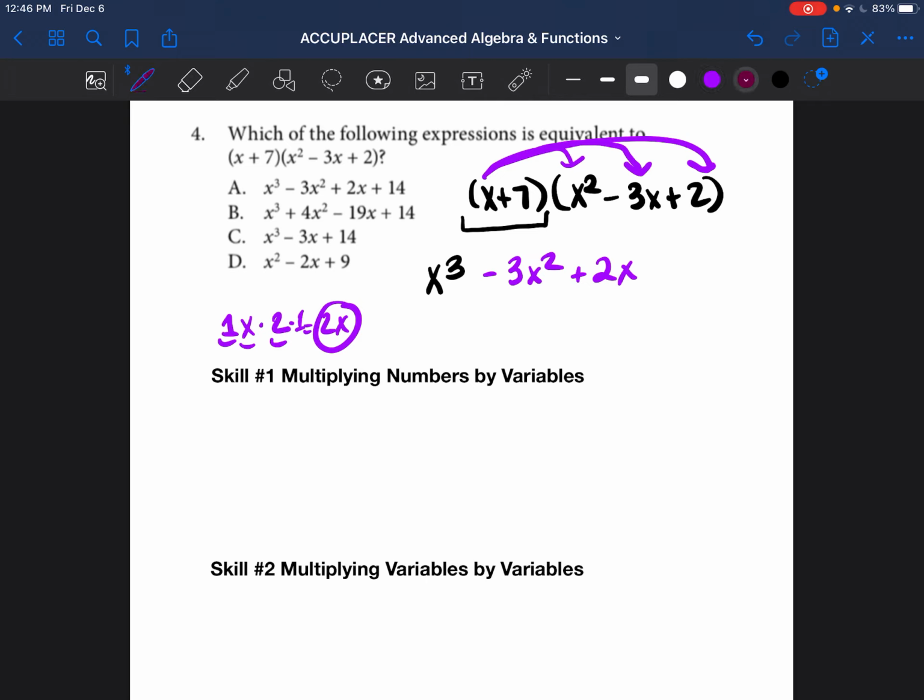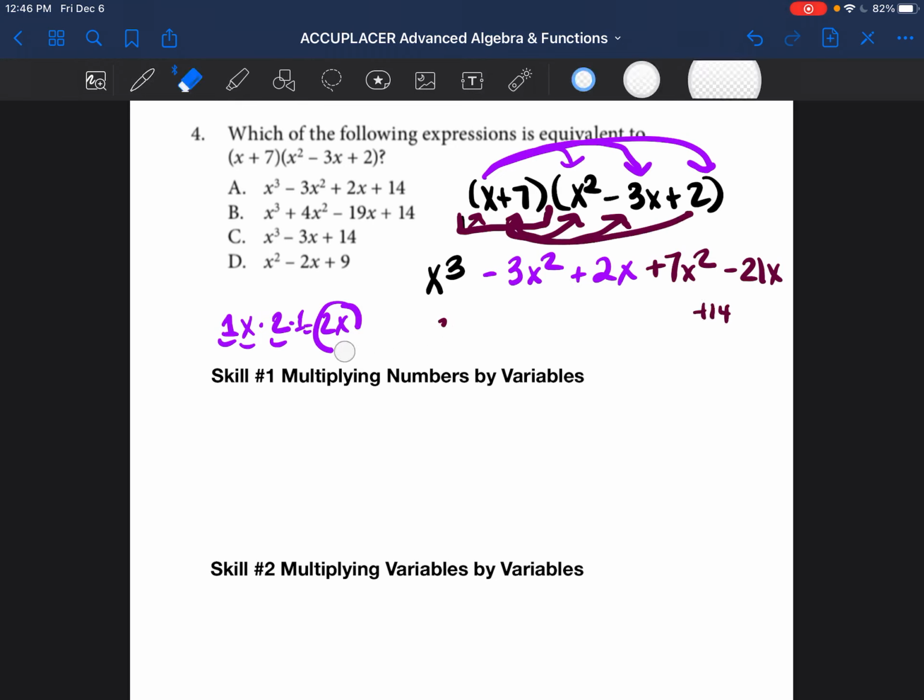So we're going to move on to the 7. Remember, we're multiplying everything in this first parentheses by everything in the second parentheses. We multiplied everything by the x. So now let's go ahead and multiply everything by the 7. So 7 times x squared is 7x squared. 7 times negative 3x is negative 21x. And 7 times 2 is 14, so plus 14. Again, all the skills that I just did in this first example, I'm going to break down with plenty of examples in the skill set. This is just so that we can get through our answers for this first one.